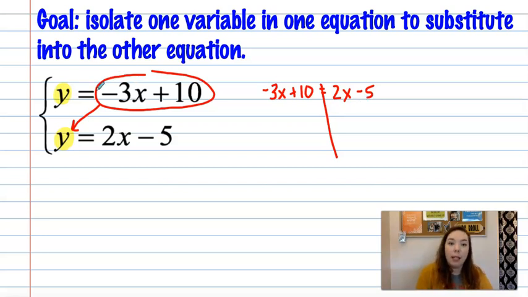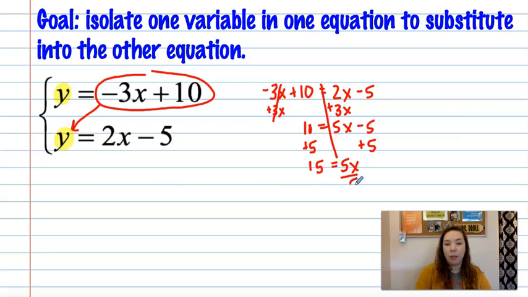Okay, so I'm plugging this in for y because it's equal to y, and now I only have x's left. And now I can solve for x. So let's say I add 3x to both sides. We get 10 equals 5x minus 5. Add 5 to both sides. And divide by 5 on both sides. So it looks like we get 3 equals x.